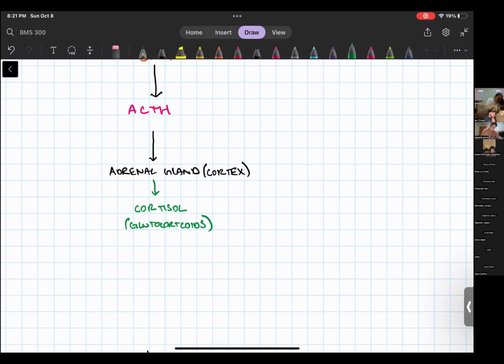Now, here's something you definitely do need to know. What layer of the adrenal cortex do the glucocorticoids come from? Glomerulosa. Are you sure? Fasciculata. It's the middle layer? Okay. Yeah. So remember salt, sugar, sex.